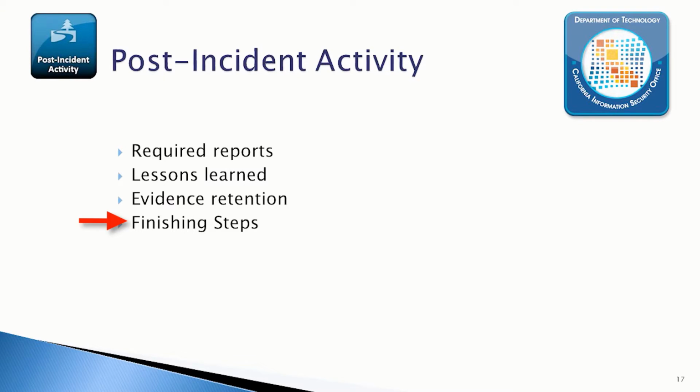And then finishing steps are just seeing what was used up at the time. Do you need to rewrite your TRP plan? Do you need to order more hard drives because you've used your supply? So with that, that would take you through the post-incident activity. That was just a summary of things that happen within an incident.